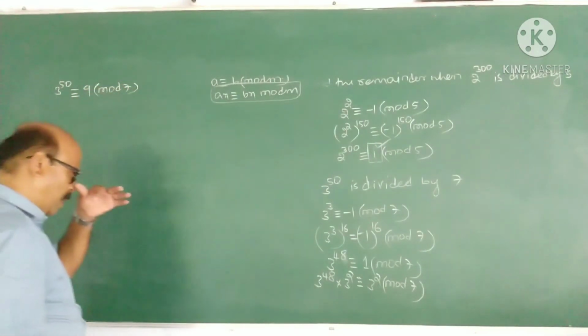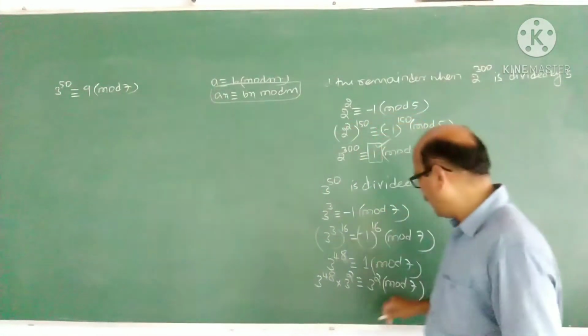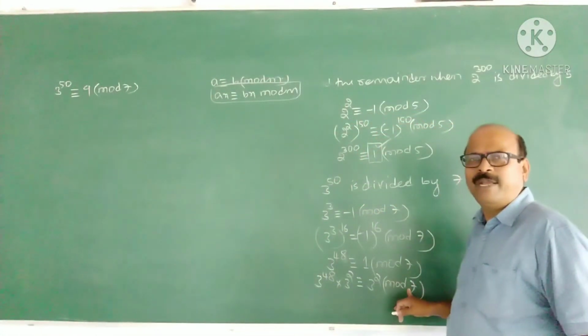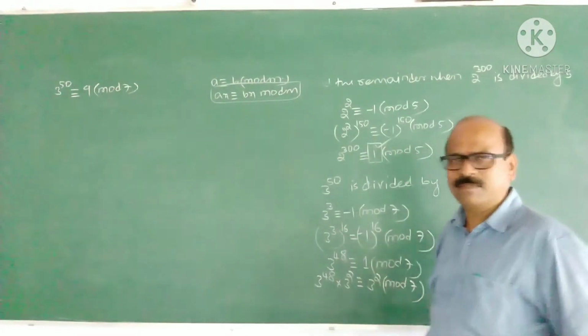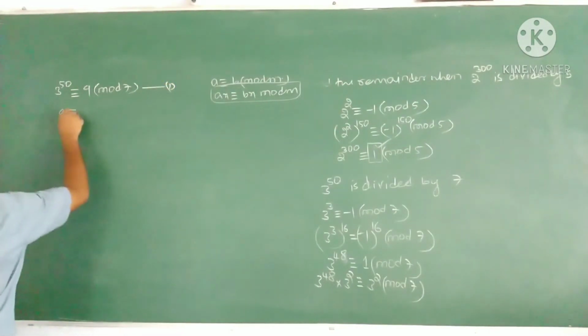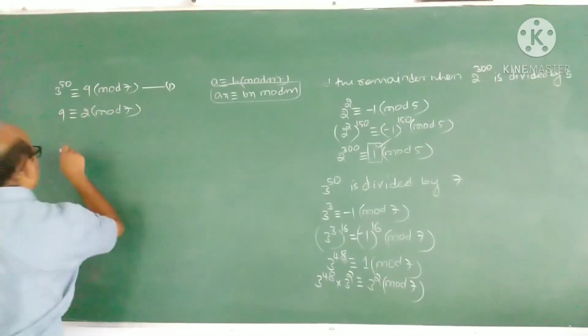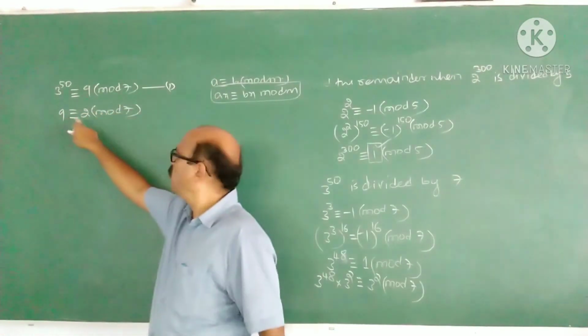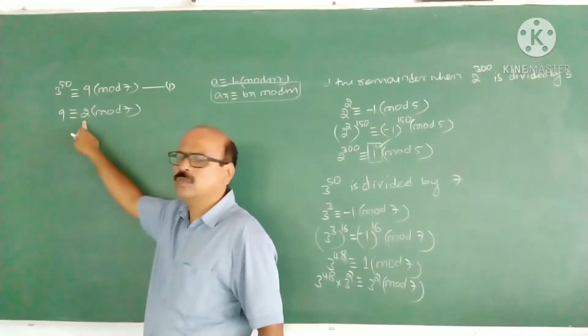But you cannot take 9 as the remainder, because here m is 7. Remainder must be non-negative, less than the divisor. Therefore we use this. 9 is congruent to 2 mod 7. This all of you follow? 9 is congruent to 2 mod 7, because 7 divides 9 minus 2.